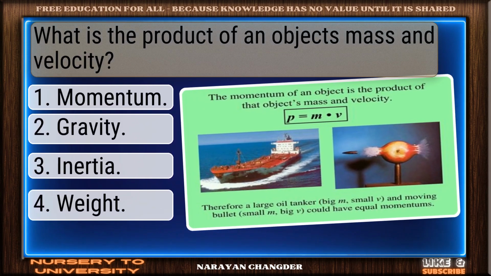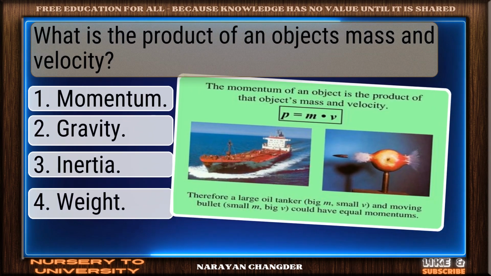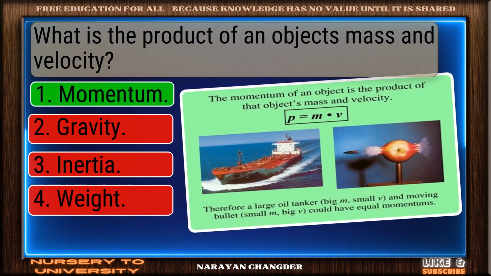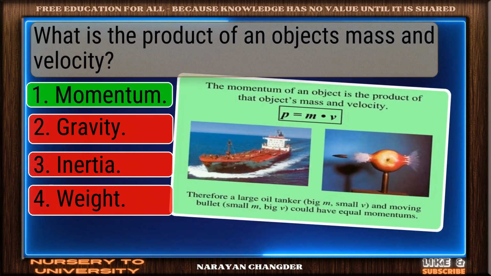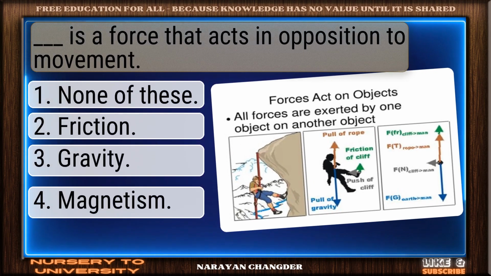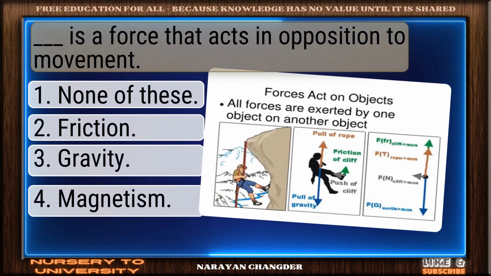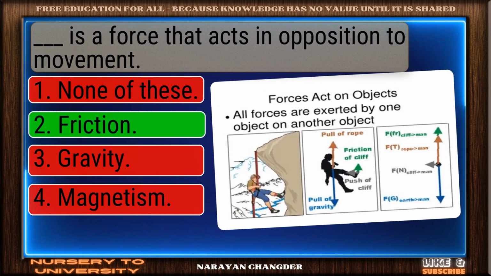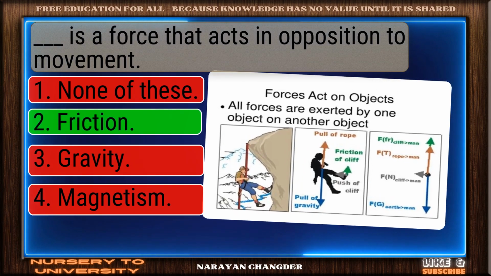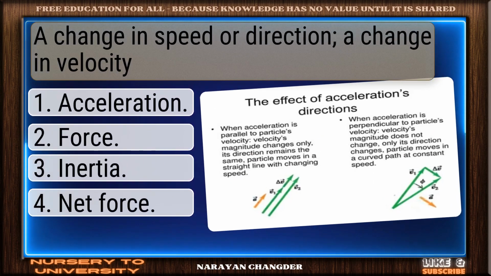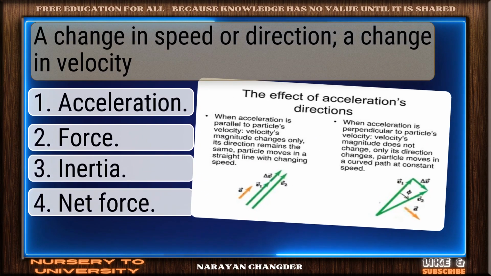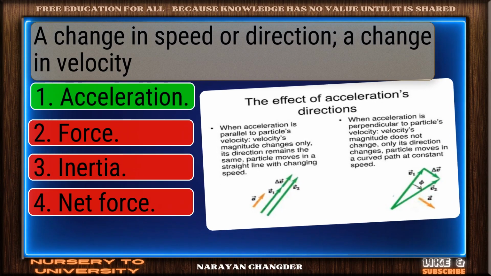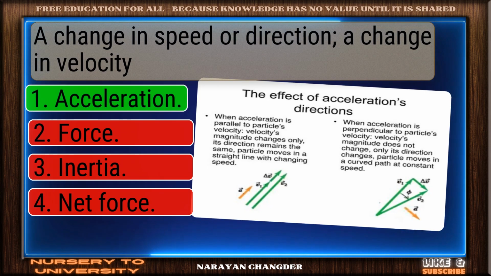Question number 181. What is the product of an object's mass and velocity? Good job. Your answer momentum works well here. Question number 182. Dash is a force that acts in opposition to movement. Excellent. Friction is a brilliant choice. Question number 183. A change in speed or direction, a change in velocity. Well picked. Acceleration is the correct answer.